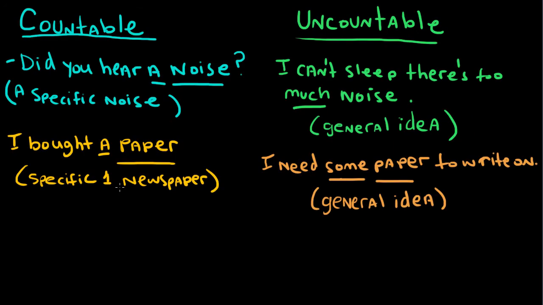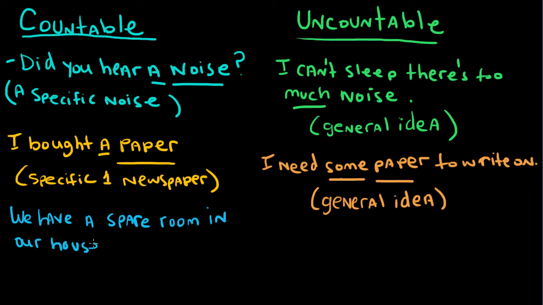So let's look at another example. We can say, we have a spare room in our house. Here we use a with room to talk about a specific room in the house, like a specific bedroom, for example.